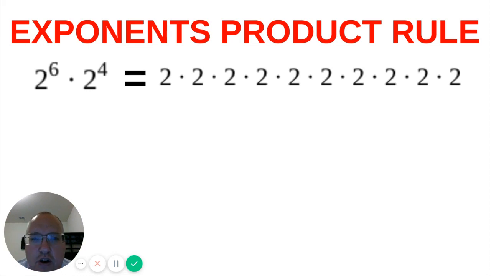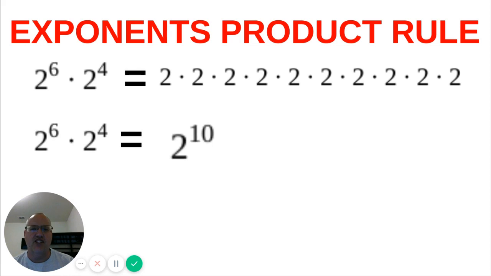Because I've got 2 to the 6th power, that's 2 times 2 times 2 times 2, 6 times: 1, 2, 3, 4, 5, 6. And then I've got it times 2 to the 4th power. That's where the rest of the 2s are. If I work that out, I would get 2 to the 10th power. That would be a quicker way to express that.